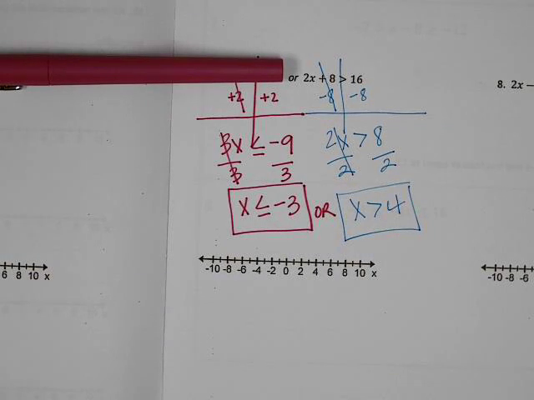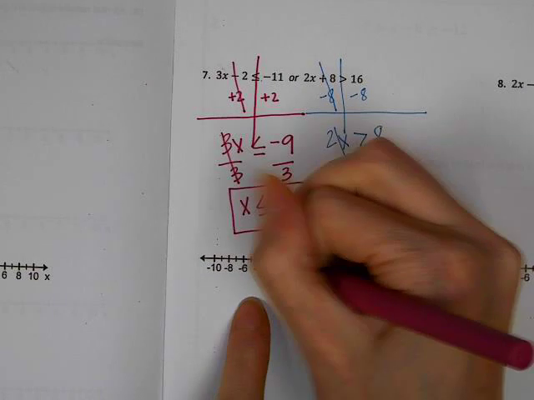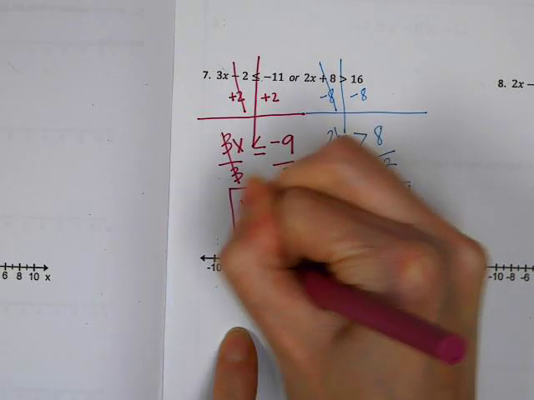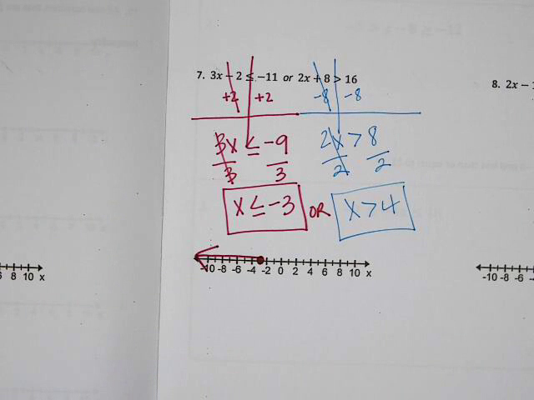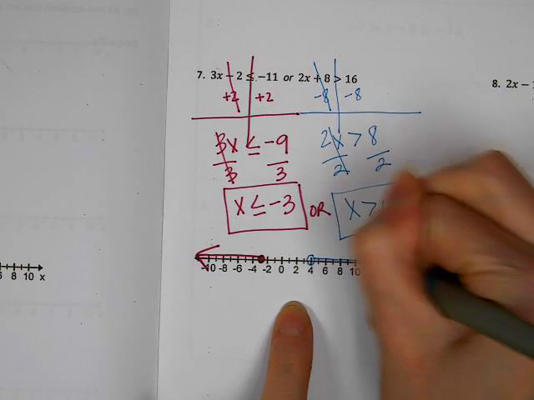All right, so the ors then to graph. Less than or equal to -3 would be closed circle shaded left. And greater than 4 would be open circle shaded right.